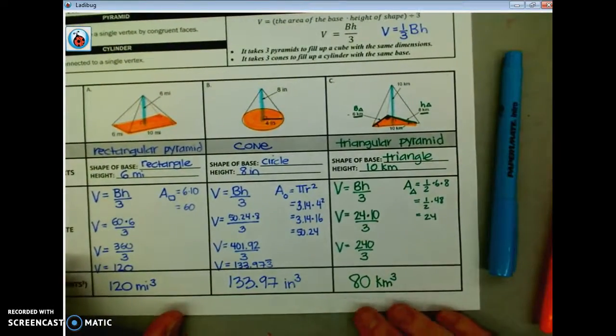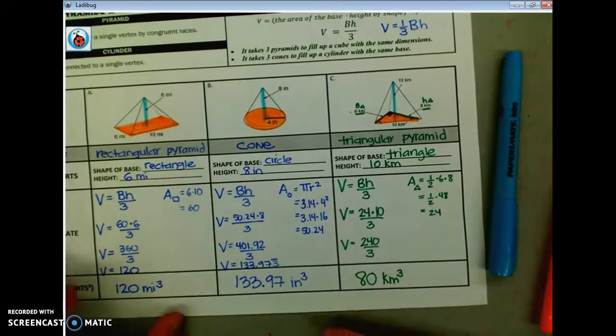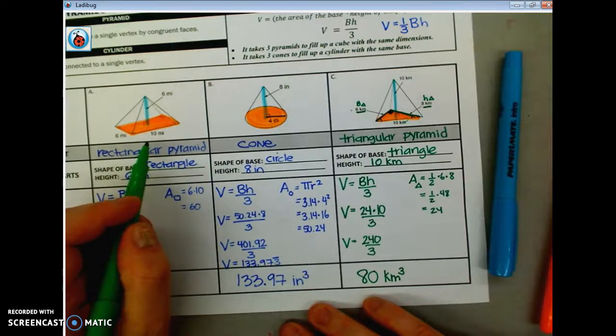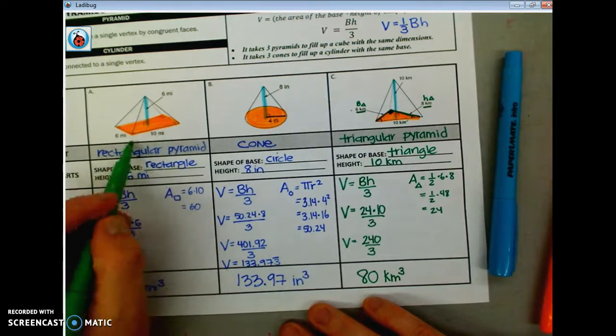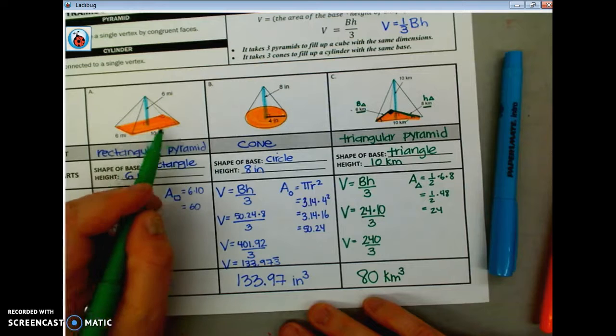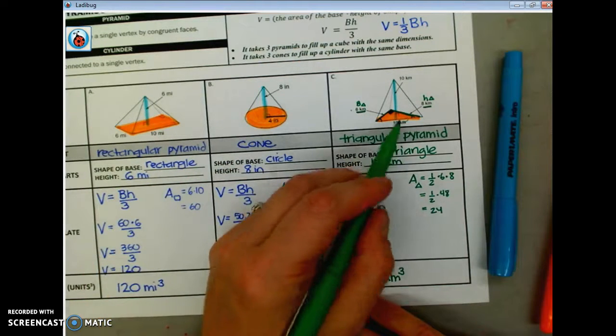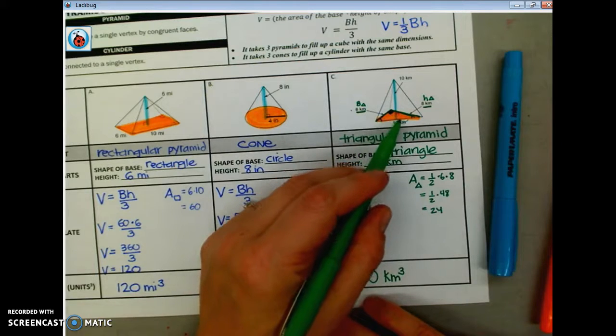So now you've seen an example of the different types of pyramids. Okay, you could have a square pyramid, but it's still the same thing. It's base length times width, base times height, whatever for the base. Circle, just follow the circle formula. Okay, triangle, make sure you're paying attention to what is the base and the height.